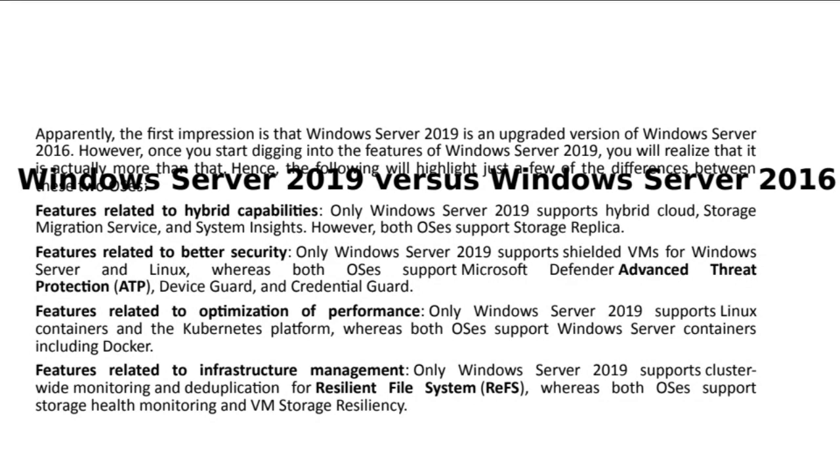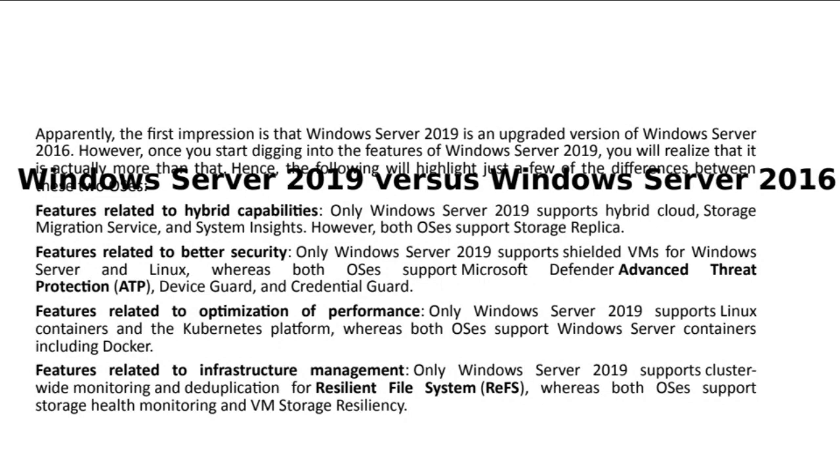Features related to optimization of performance: Windows 2019 supports Linux containers and Kubernetes platforms, whereas both operating systems support Windows Server containers, including Docker. This is when you are running applications or operating systems within your Windows server. These are very advanced features. We try to talk generally about them for now, because the main objective of this course is to learn about the networking parts of Windows Server. But regardless, you need to know the differences.